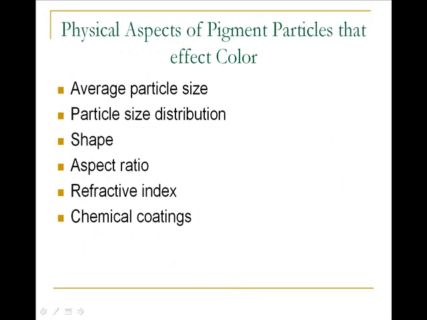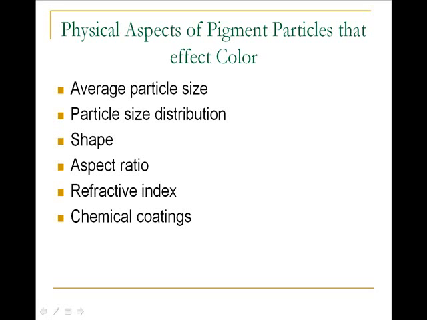So pigments stay as discrete particles when they are incorporated into a resin to color that particular resin. The physical aspects of those pigment particles affect how the color is perceived. So those particular aspects that are important are the average particle size.